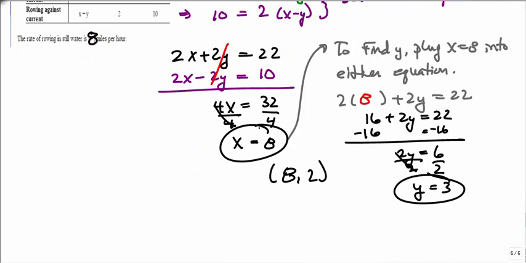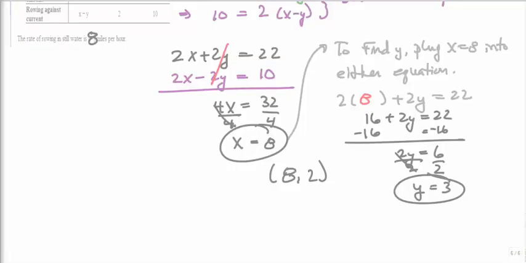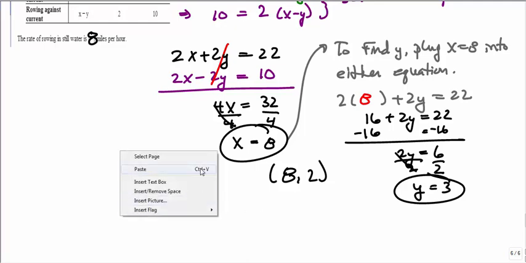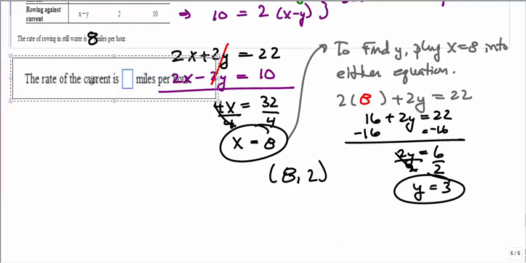So once we get that solution, it'll ask us for our next one. So I'll pull in the question so you see exactly what it looks like. So for our next one, we have the rate of the current in miles per hour is the next thing it wants us to solve for, but we've already actually done that because we know the value for y.